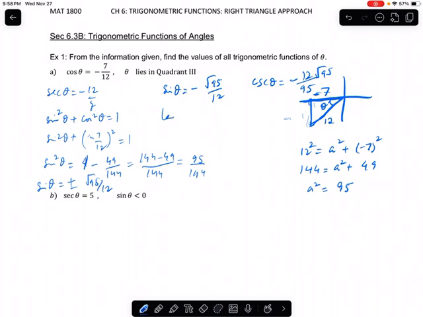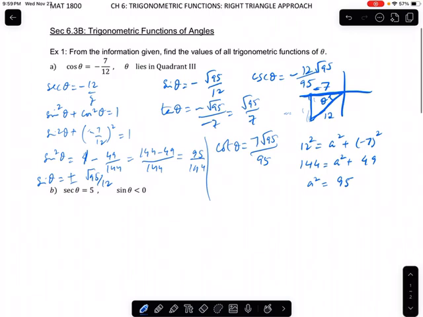And then you can find the tangent of theta, which will be negative square root of 95 divided by negative 7, which is square root of 95 over 7. And in the same way you can find the cotangent theta, which will be 7 over square root of 95. Or you can use this triangle that I have drawn here.